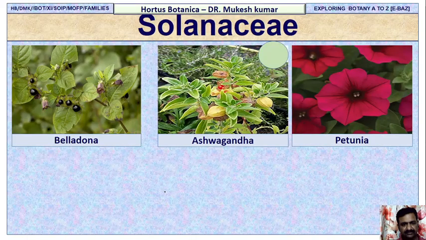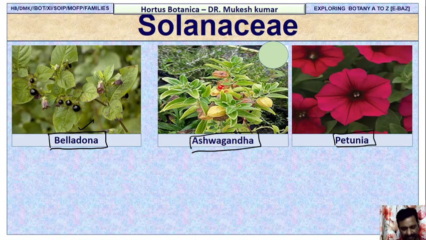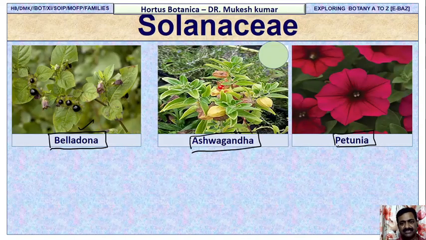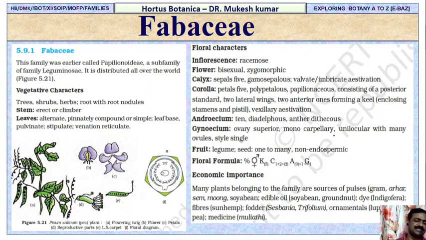Let's see the flowers of the Solanaceae. This is your belladonna, Atropa belladonna. This is a very good flower. Ashwagandha plant. And here is a very good ornamental plant, Petunia. So this is a very important plant. Other plants are very well known to you all. Now let's see the family.